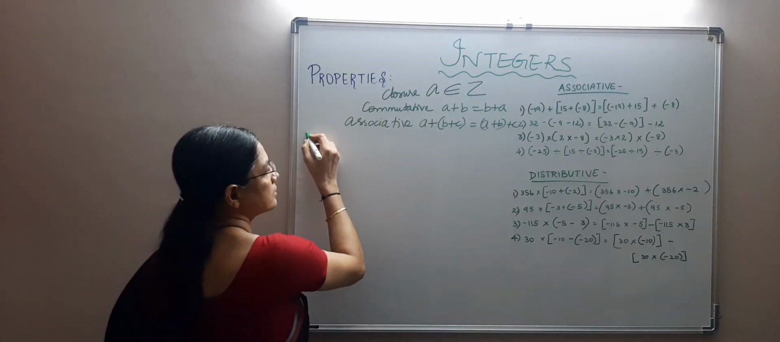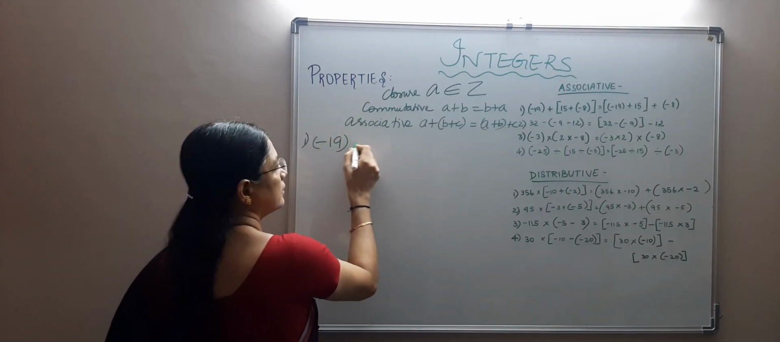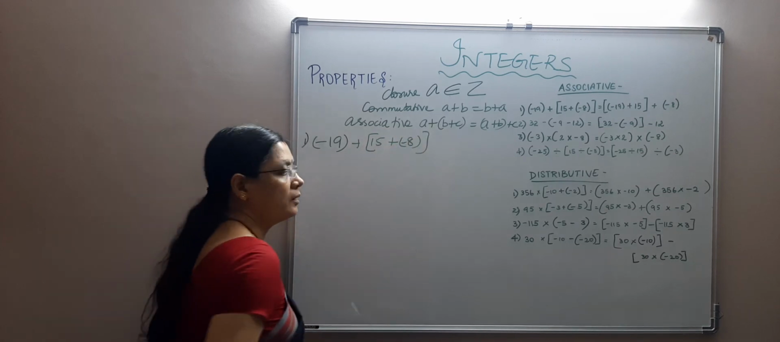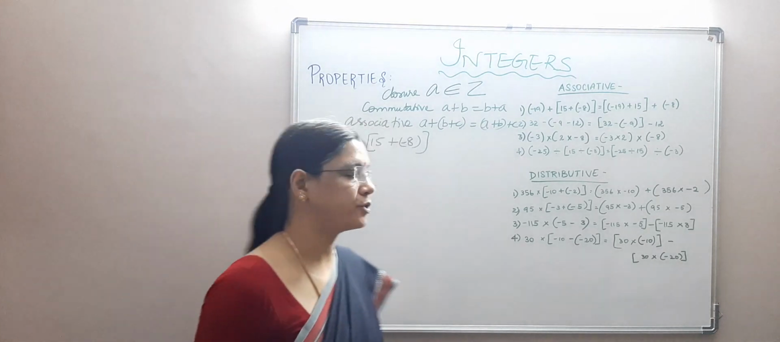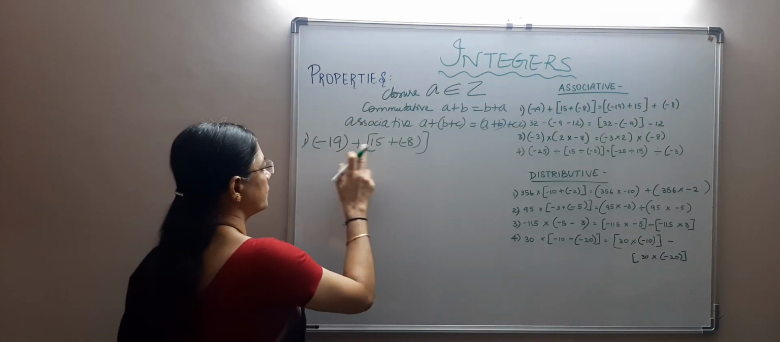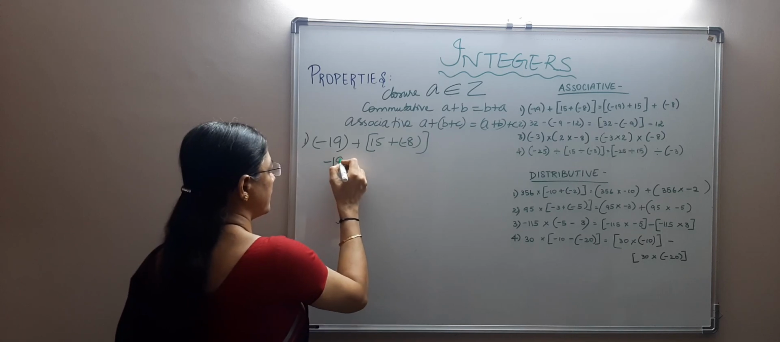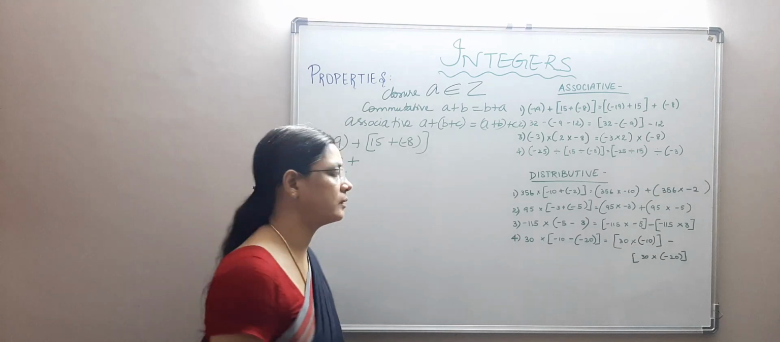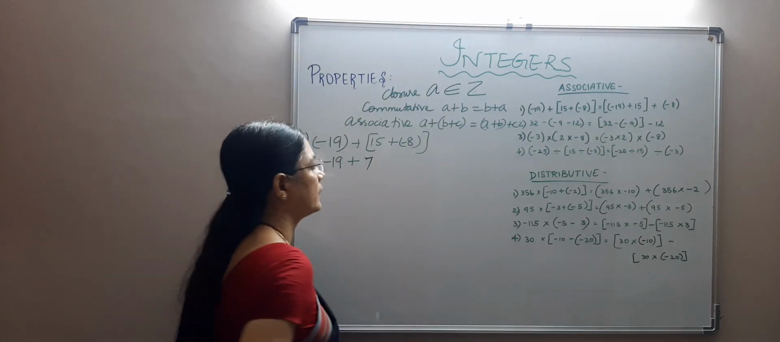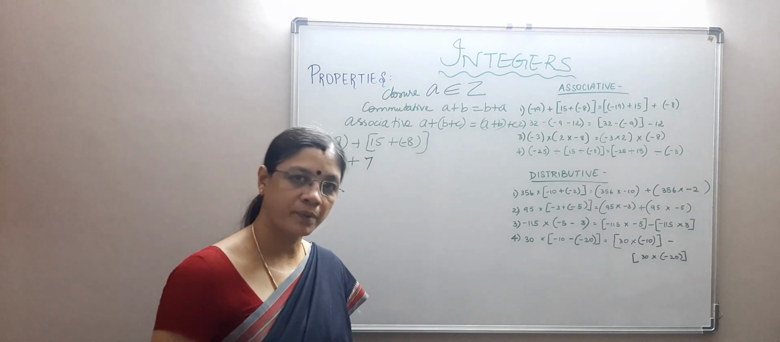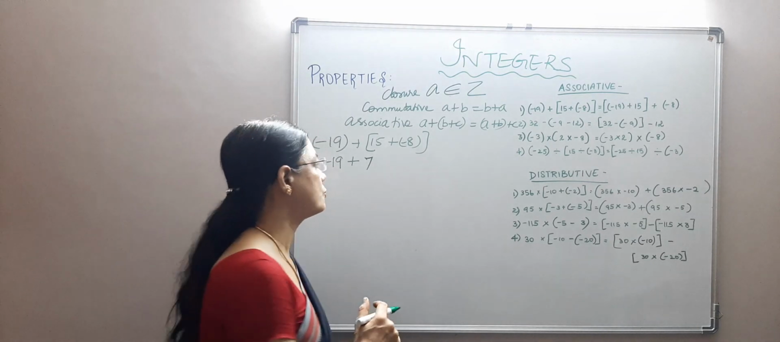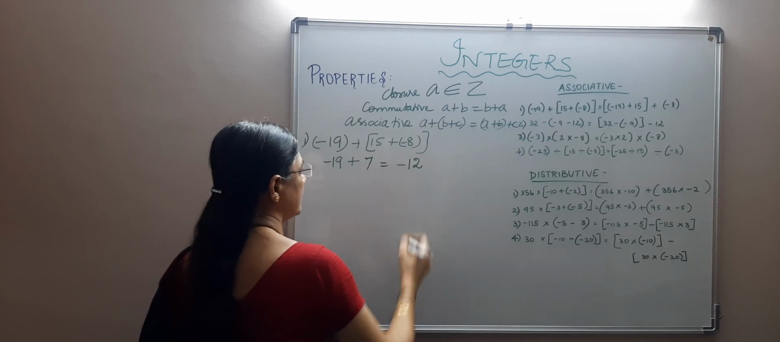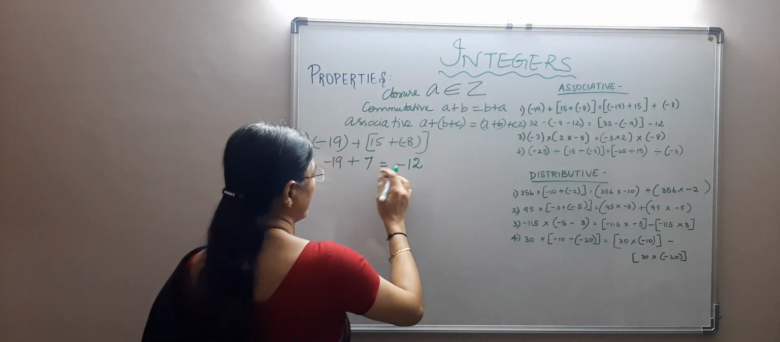So the first one is minus 19 plus 15 plus minus 8. This is regarding addition. We see whether it follows associative property. See, now 15 is associated with minus 8 here. So minus 19 plus, what is 15 plus minus 8? We should subtract, isn't it? One is plus and the other is minus. So we subtract, which gives you 7. So minus 19 plus 7, again they are of different signs. So you subtract and put the sign of the greater number. So you get minus 12. So the answer is minus 12 for LHS.